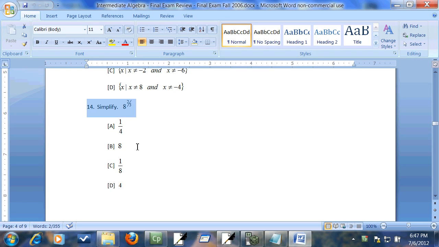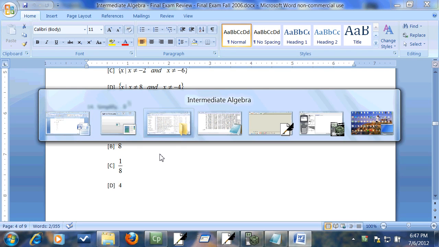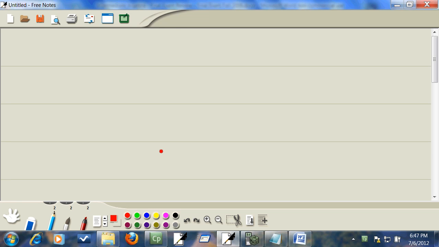Let's take a look at number 14. Just to refresh your memory a little bit. If you have 5 to the 1/3 power, for example, to put that in the radical form, it would look like this. Whatever number's in the denominator, that goes in this little slot right here. That's called your index. Whatever number's on top goes inside like that, typically.